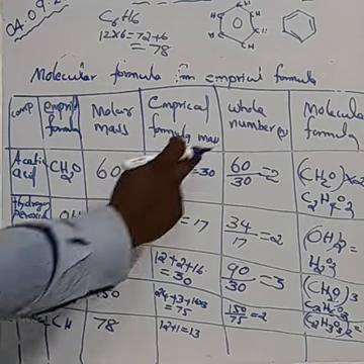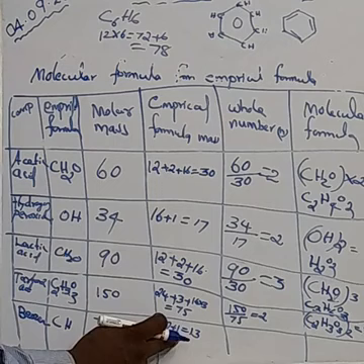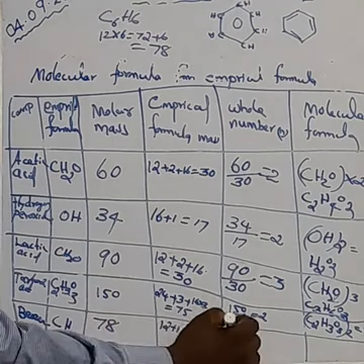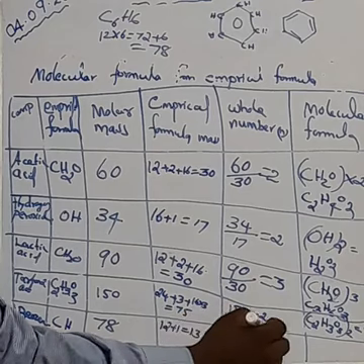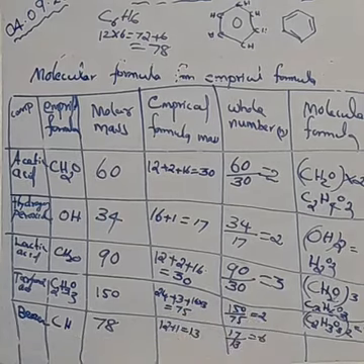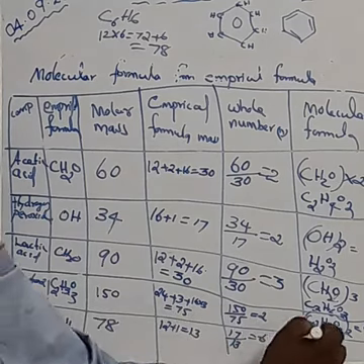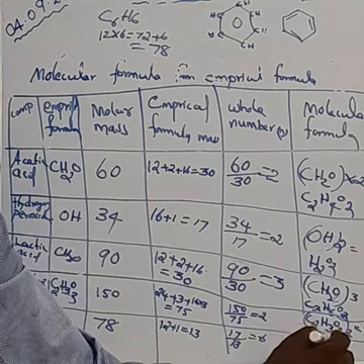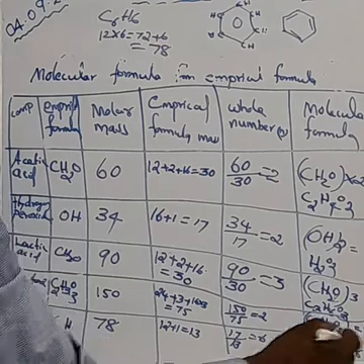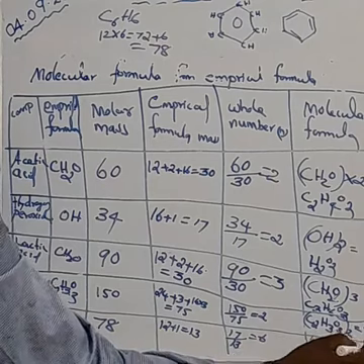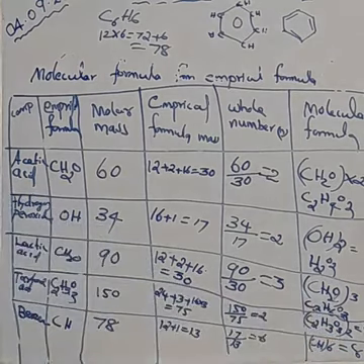So the whole number, how will you find out the whole number? 78 divided by 13. 78 divided by 13 is equal to, we get 6. The answer. So multiply by 6. This CH multiplied by 6 is equal to, how much carbon is there? Carbon C6. How much hydrogen is there? H6. Clear. So the molecular formula of benzene is C6H6.